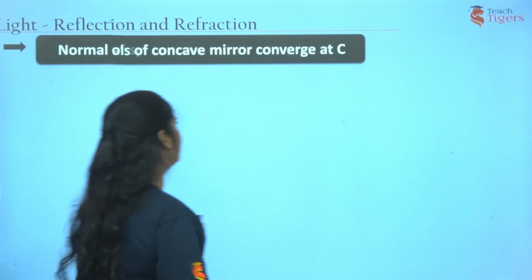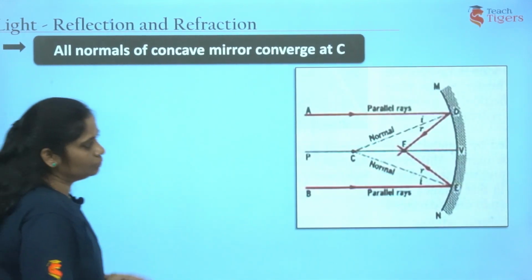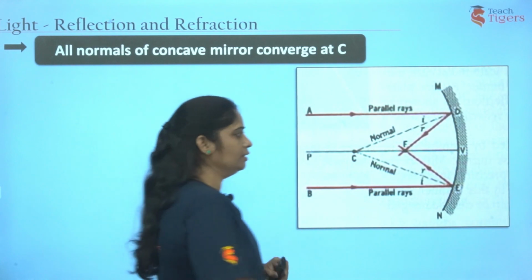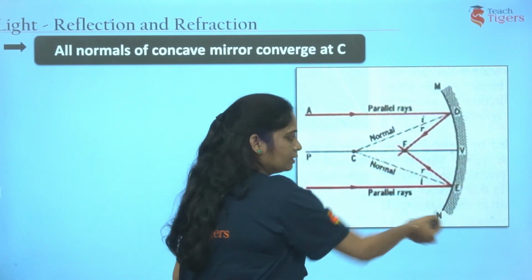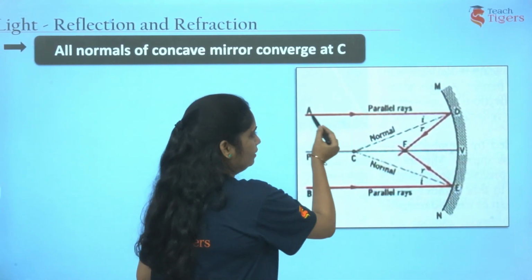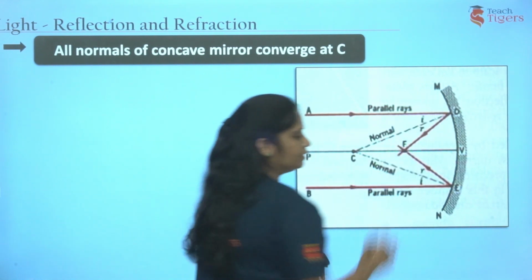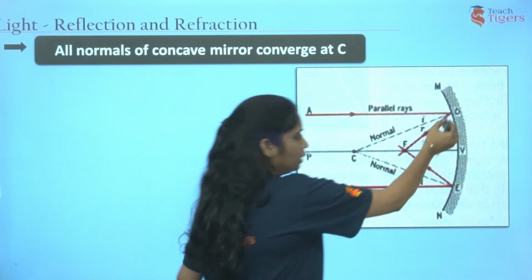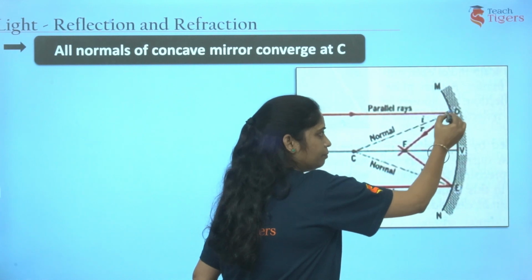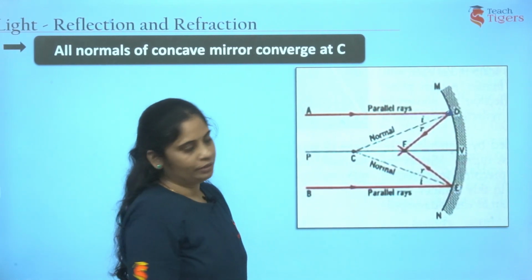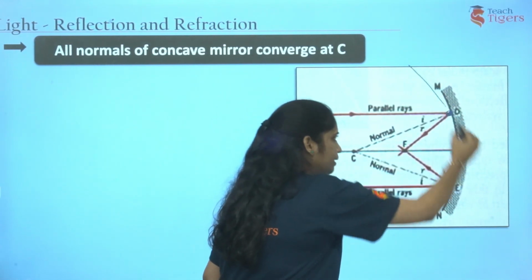Let us try to apply this procedure to the concave mirror. You can see here there is a concave mirror, and there is a parallel ray which is incident on the concave mirror. Now this becomes the point of incidence. So what do we have to do? We have to draw a tangent.